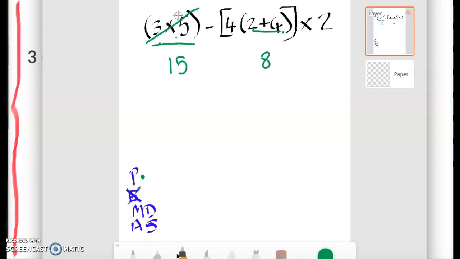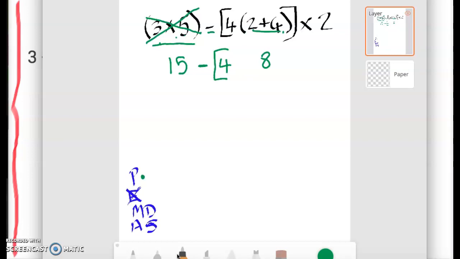Now I'm going to cross out everything I've done because I don't need the 3 times 5 or the parentheses anymore, because that turned into 15. I do need the subtraction sign here. I still have something to solve inside of this, so I will bring the bracket down. I haven't used my 4, and I have my parentheses up against a 4.